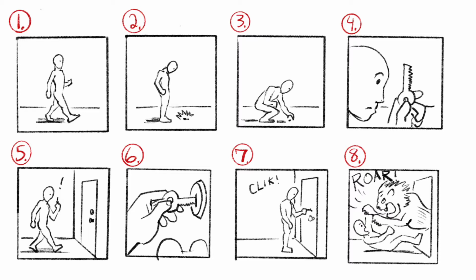We have a person walking, discovering something on the ground, picking it up, identifying it as a key, walking up to a door with a key, inserting the key into the lock, turning the lock, and then being attacked by a ferocious animal. These images are very powerful, albeit simplistic. Anyone, regardless of geography, can understand the events that occur within the confines of these panels.